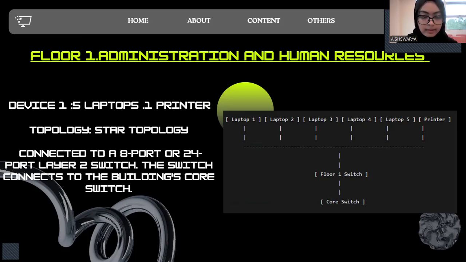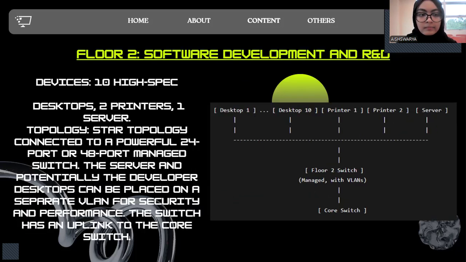Firstly, for Floor 1, Administration and Human Resources. Devices: 5 laptops and 1 printer. We are using a star topology connected to an 8-port or 24-port layer 2 switch. The switch connects to the building core switch.